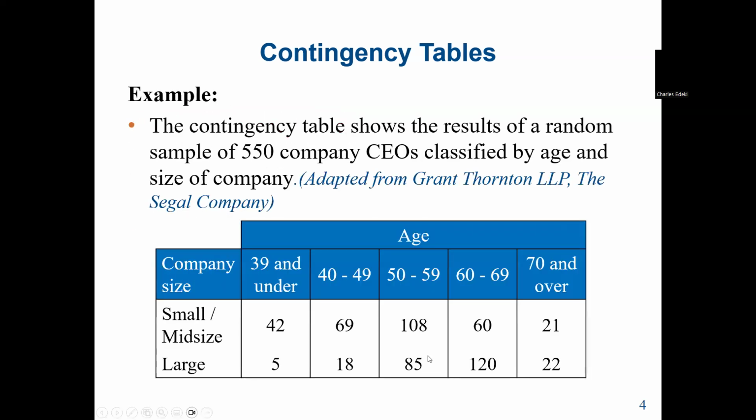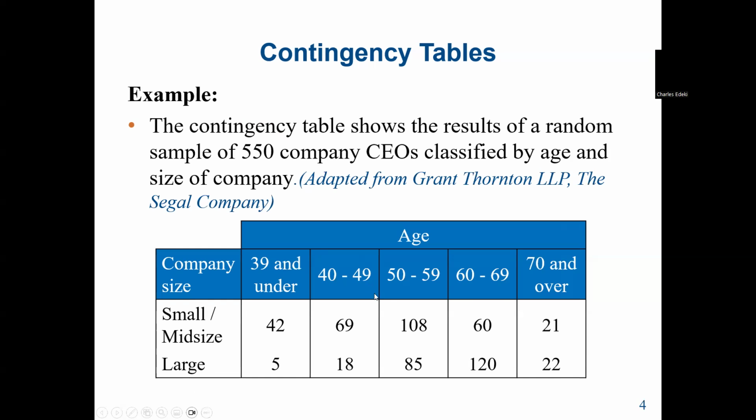So this is an example. Here we have two variables, age and company size. And we have 1, 2, 3, 4, 5, so this will be a 2 by 5 table, the size of the table. We have two rows, which are small, mid-size in one row, and large in the second row. That's again the company size. And the ages of the different CEOs for each company.